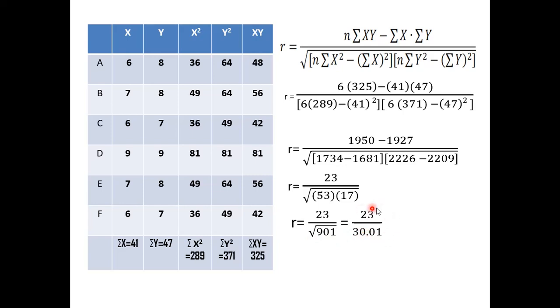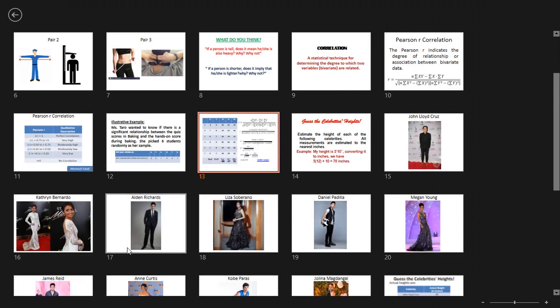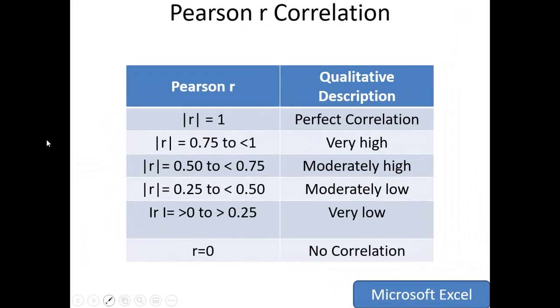So, we have to divide 23 divided by 30.01. And the result is R is equal to 0.77. So, kung titingnan nyo yung table, so balikan natin yung table ng interpretation. So, makikita nyo na ang interpretation niyan ay ito.